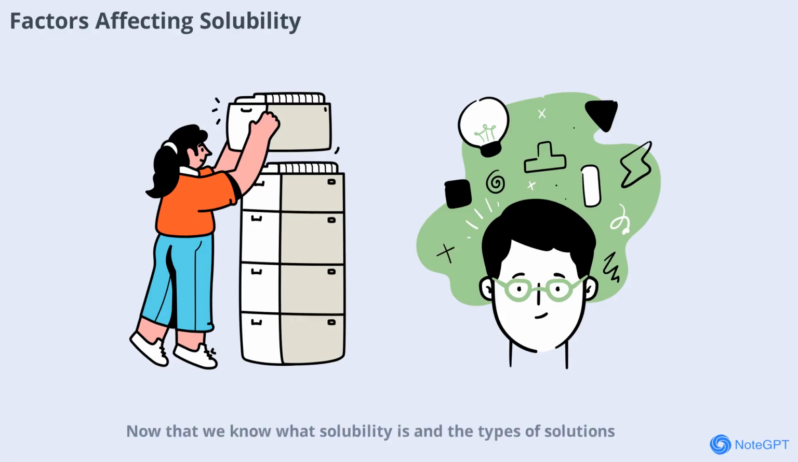Now that we know what solubility is and the types of solutions, let's explore the factors that affect how much solute can dissolve. These factors include the nature of the solute and solvent, temperature, and pressure. Each of these plays a unique role depending on whether you're dissolving a solid or a gas. Understanding these factors helps chemists control reactions and design better products.